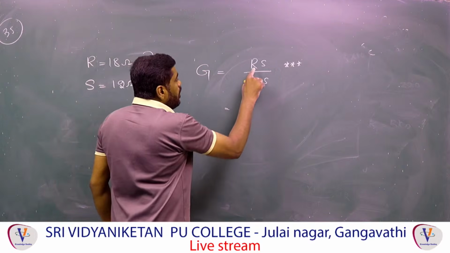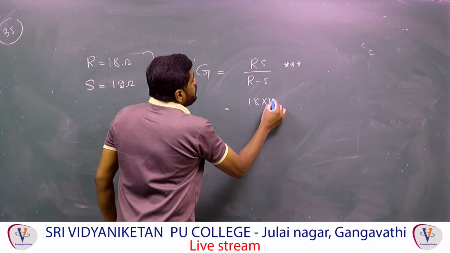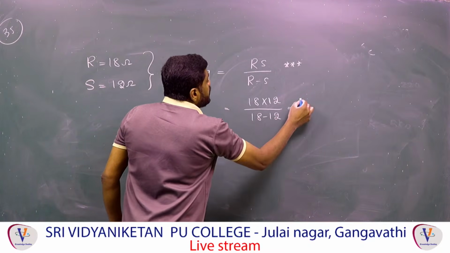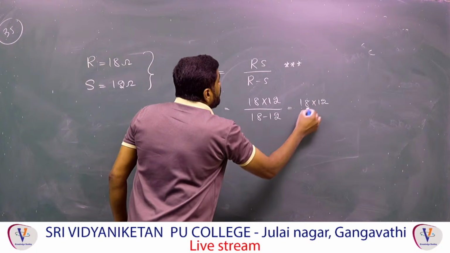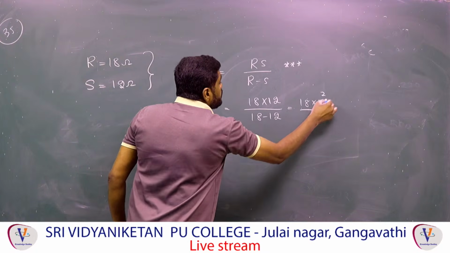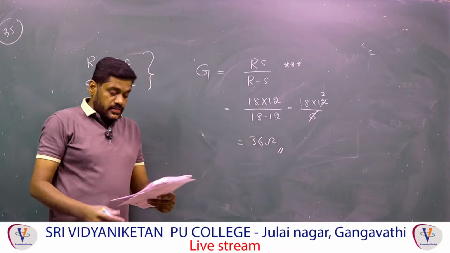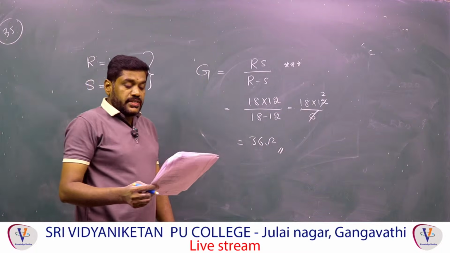Therefore, that is equal to R value, 18 into 12 by 18 minus 12, which is 18 into 12 by 6. Six ones are 6, six twos are 12, so that is equal to how much? 36 ohms. You can get the answer for that. Okay, so now question 36.